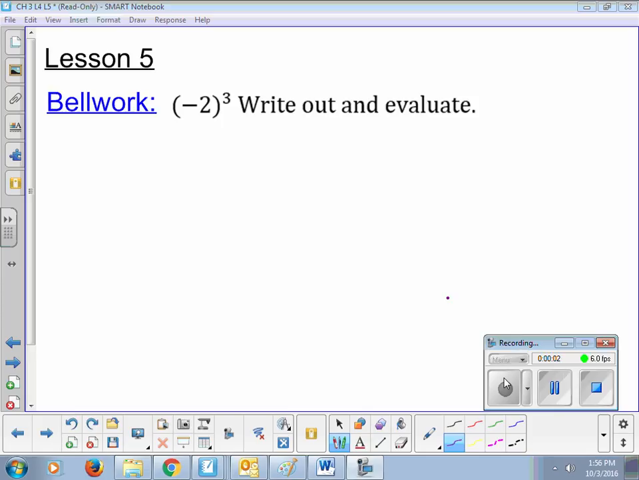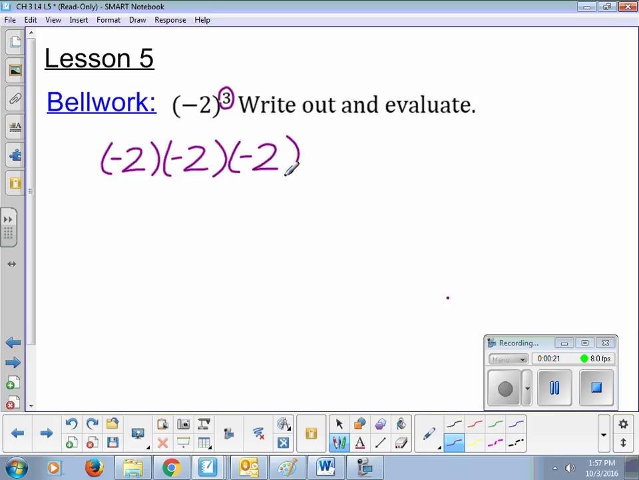If you flip to lesson 5 of your guided notes, our bell work question is -2 cubed, write out and evaluate. Since we have this cube, that means we're multiplying -2 by itself how many times? 3 times. We have -2 times -2 times -2. We can multiply. What is -2 times -2? 4, and it's positive because we have the same signs.